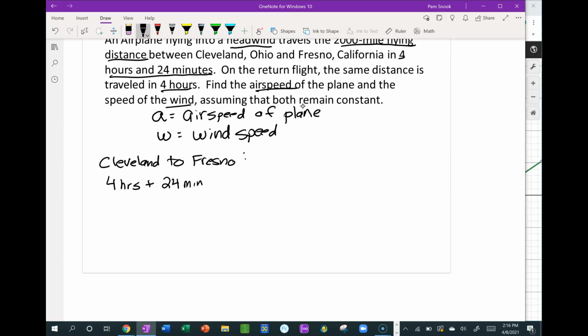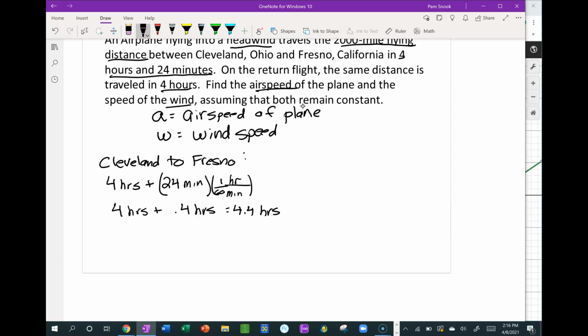Now, because I have hours and minutes, I need to multiply by a conversion factor. And I'm going to go ahead and stay in hours. So my factor is going to be hours over minutes. And I know that there is 60 minutes in 1 hour, so I'm multiplying by 1 over 60. And when I do that, the time that I get is 4 hours plus 0.4 hours. So my total time is 4.4 hours.